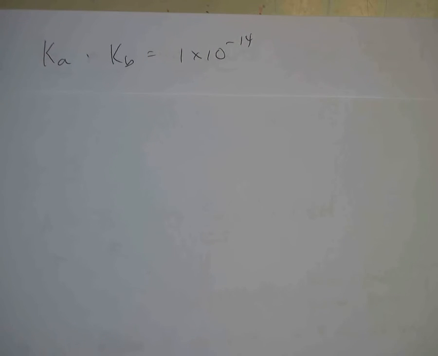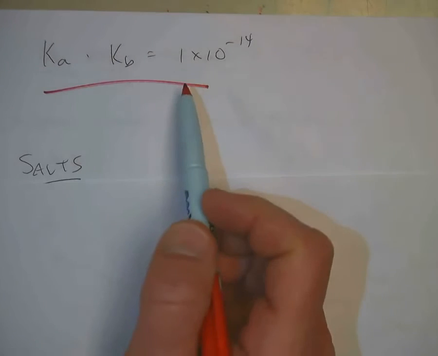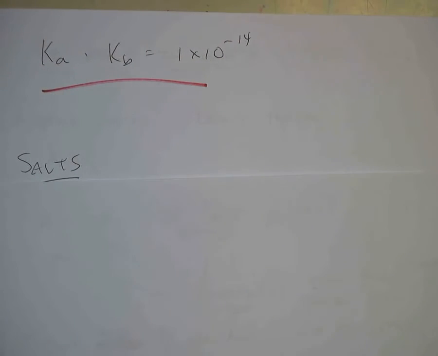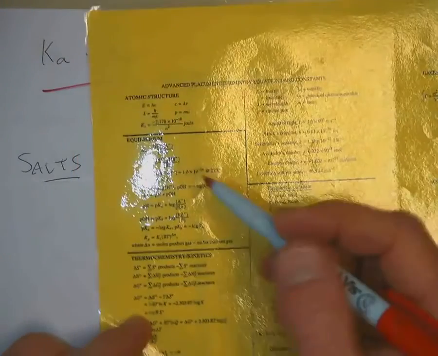There's a relationship between Ks. Ka times Kb is equal to 1 times 10 to the negative 14th. And this comes because we have that relationship in the autoionization of water. This relationship is given on the yellow periodic table, and you should become familiar with where these equations are.